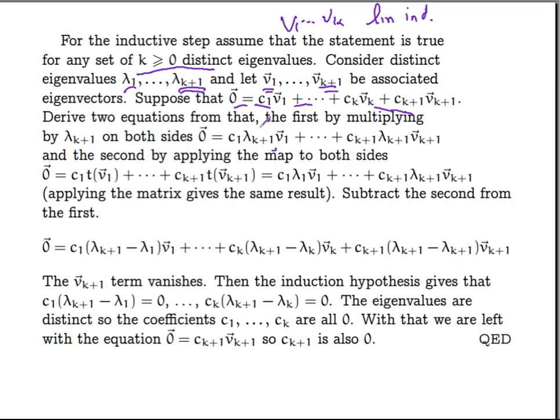So I can do that all the way up to c_{k+1}. When I do ck, I get lambda k plus 1 minus lambda k, because from this expression down here, I get ck lambda k vk. Then in the last one, notice that I have lambda k plus 1 from both of the two equations, so this is going to give me 0.